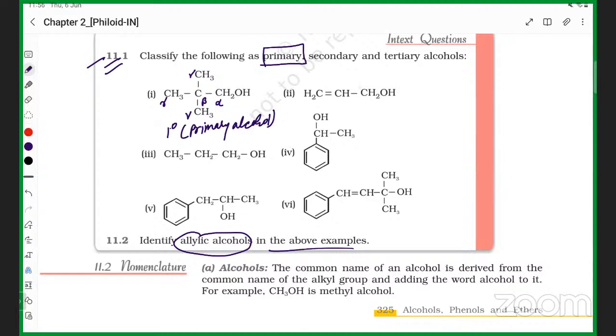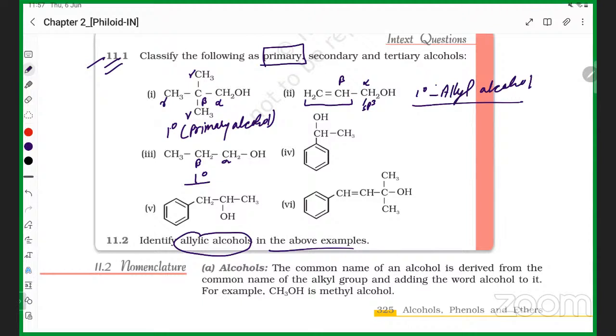Now this one, the alpha carbon is attached with one beta carbon. So this is also 1 degree. But this is sp3 just next to the carbon-carbon double bond. So this is 1 degree allyl alcohol. This is the allyl alcohol. Can you understand this one? Yes, sir. Okay, here you see this is the alpha carbon, beta carbon. So this is 1 degree alkyl alcohol.